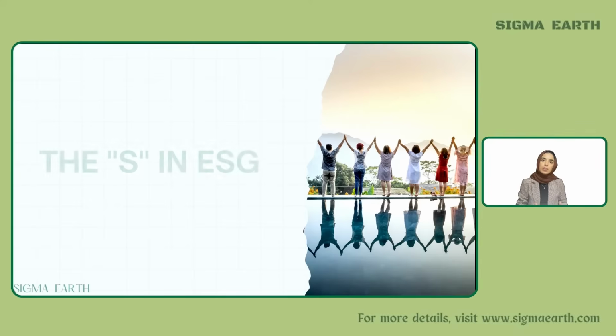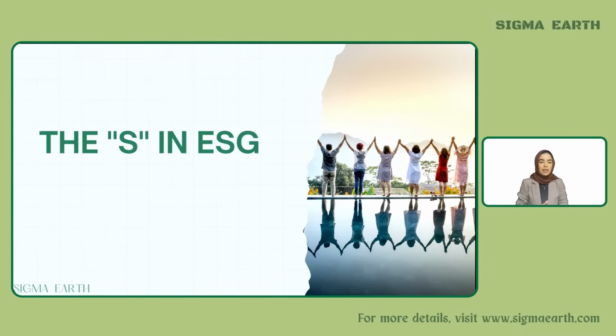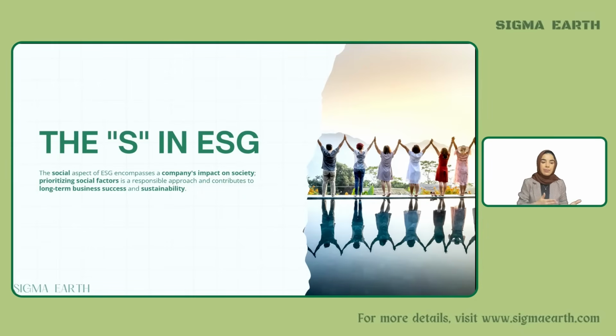Now we will move on to the S, or the social aspect. The social aspect of ESG refers to a company's impact on society, how it interacts with its employees, and the communities where it operates. It assesses how companies deal with human rights, social trends, and political environment. Prioritizing social factors is not just a responsible thing to do, but it also adds value to the company. It also contributes to the long-term business success.